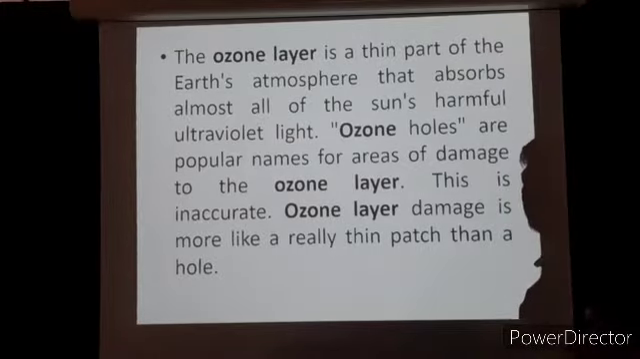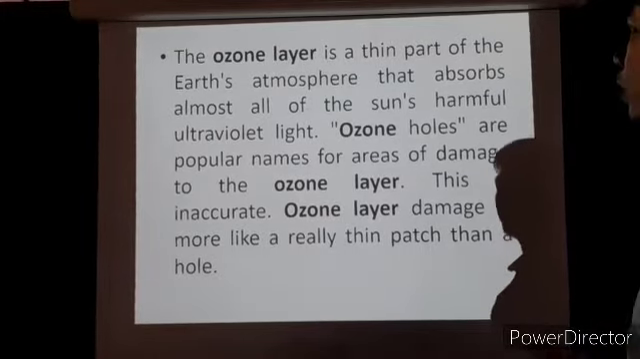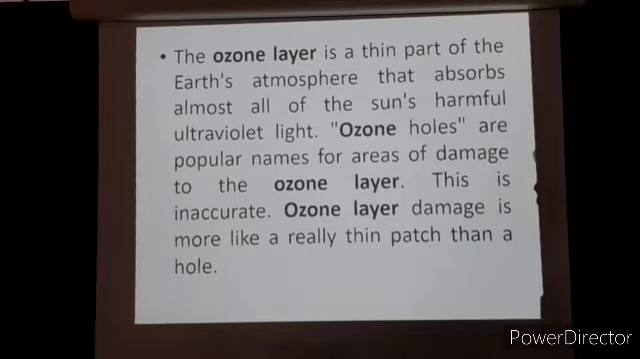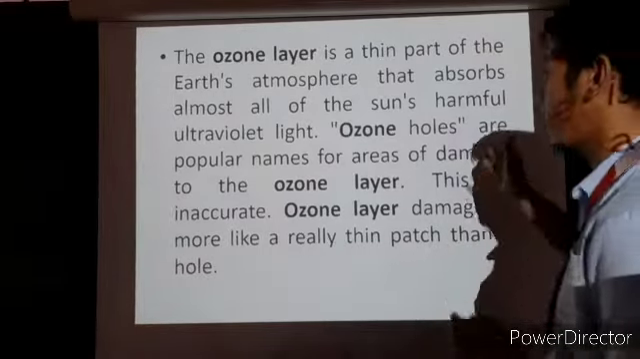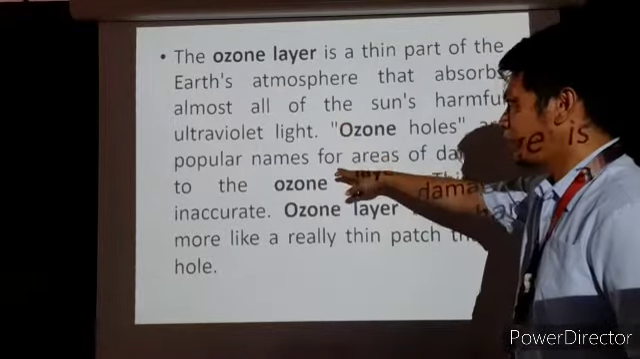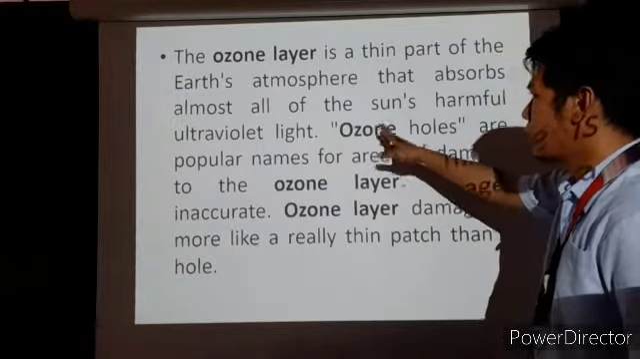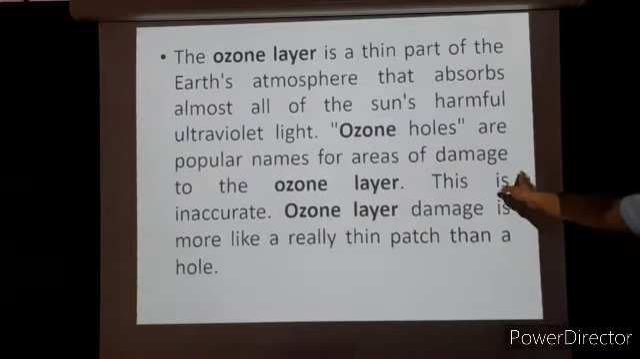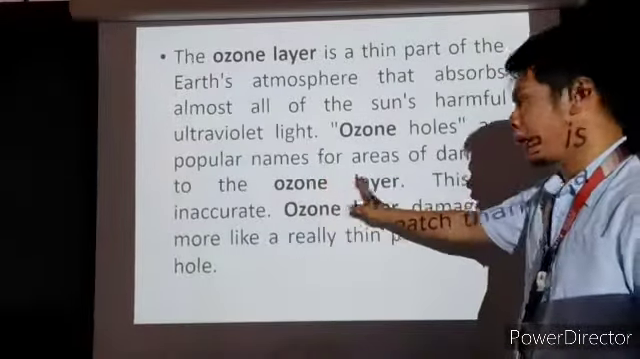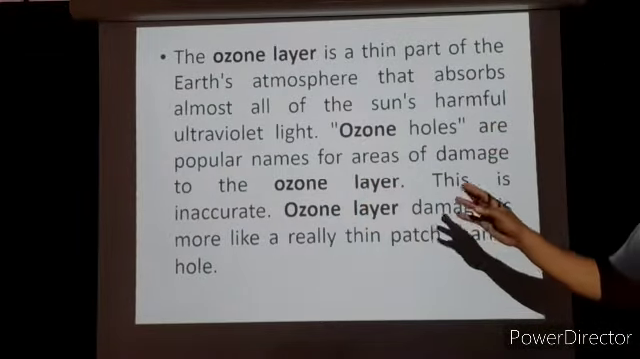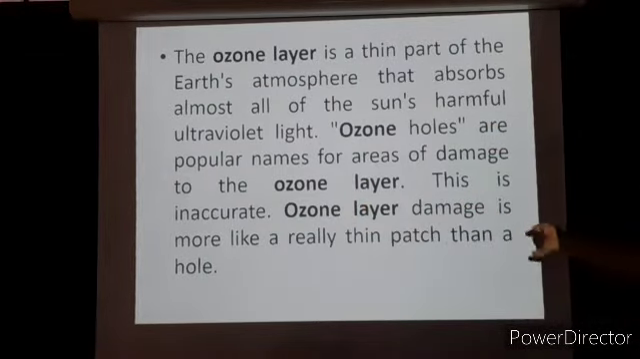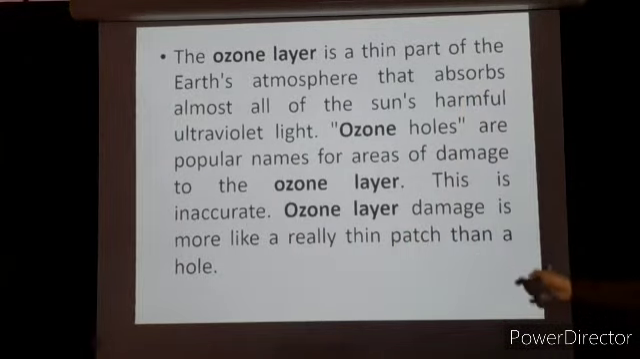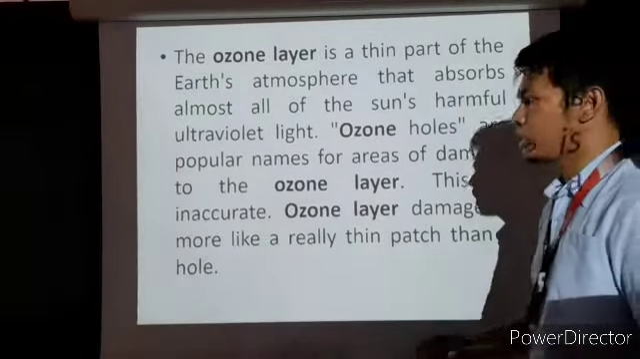Okay, so we have the ozone layer. It is a thin part of the Earth's atmosphere that absorbs almost all the sun's harmful ultraviolet light. Ozone holes are popular names for areas of the damaged part of the ozone layer. This is inaccurate. A damaged ozone layer is more likely a really thin patch than a hole. So that is the ozone layer.